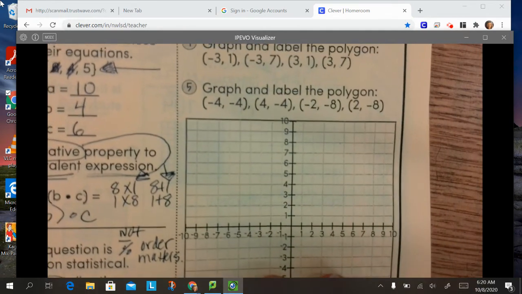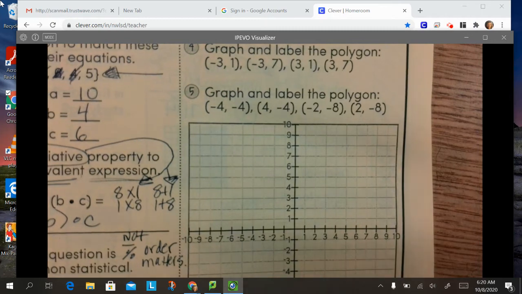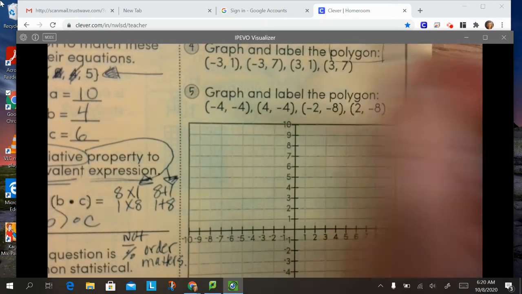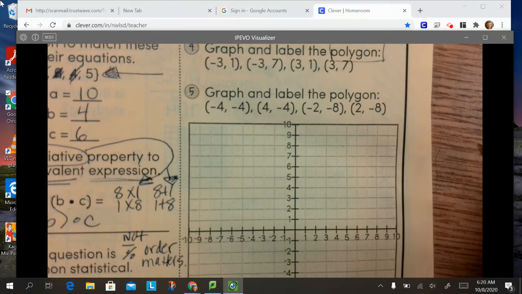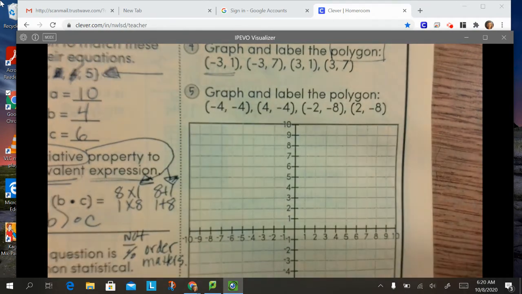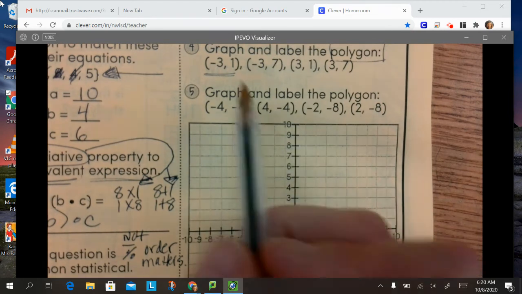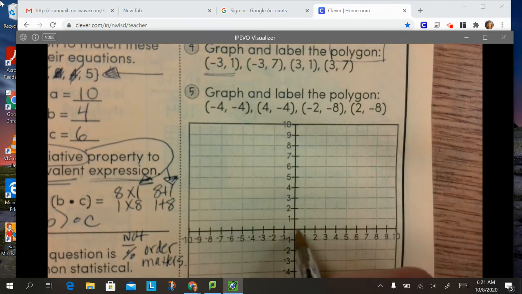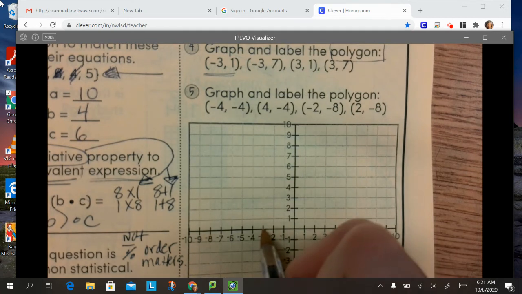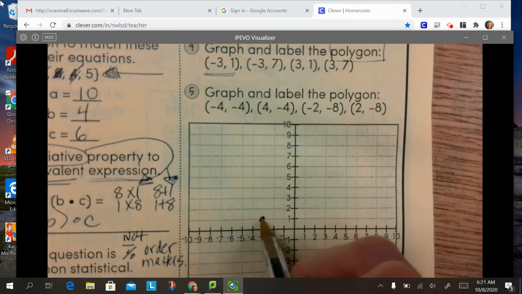Moving on. All right, it says graph and label the polygon. Now remember, a polygon is a closed figure with straight edges. It's a closed figure with straight edges. Okay. All right. So if it has the first two coordinates, -3 and 1, you want to start at 0. -3 is to the left, and then +1 goes up. Okay, you just make your point right there.